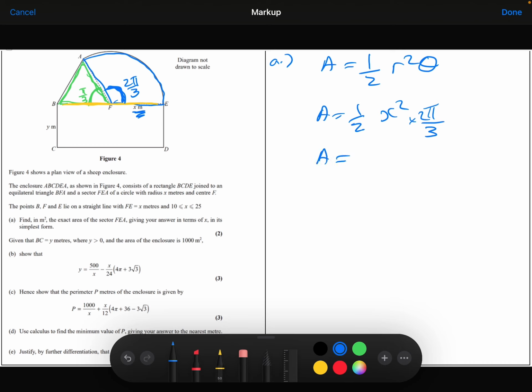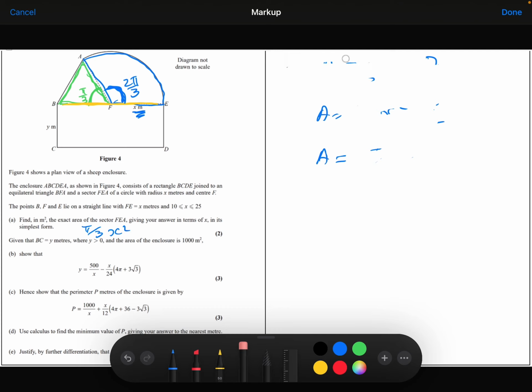Just to simplify that then, we can see the 2's will cancel out and we will just get pi over 3 x squared. And that is the area of the sector in its simplest form. Right, let's move on to part B.